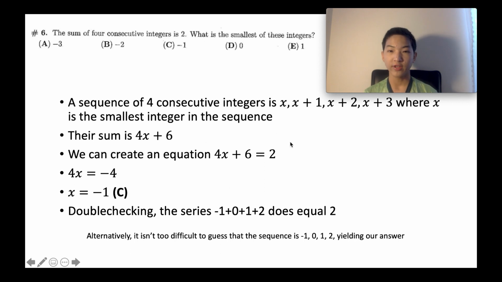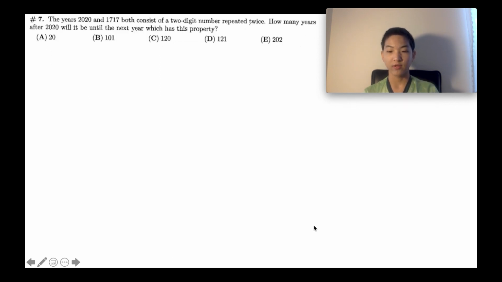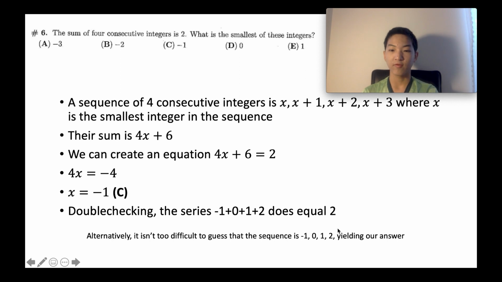Alternatively, you could try to just guess the sequence directly. Since the numbers are pretty small, it's relatively easy compared to having a larger number like 100 or 200. So we can just think, oh, the sequence must be somewhere around 1, 2, 3, or 0, 1, 2, or maybe even -1, 0, 1, 2. And then from there we can yield our answer, this sequence right here. So we need -1, the smallest of that sequence.